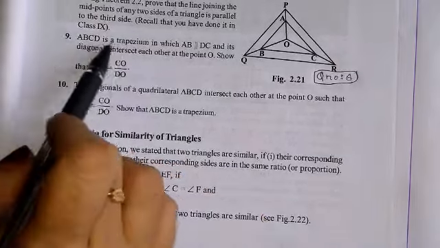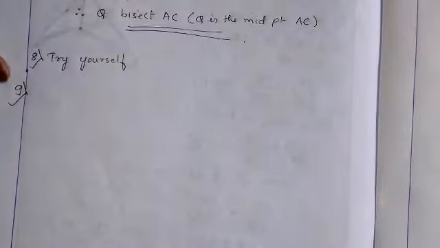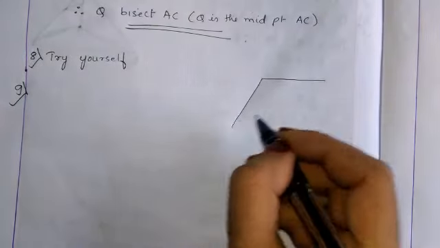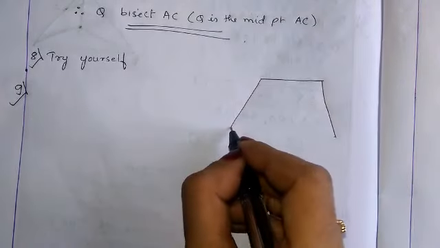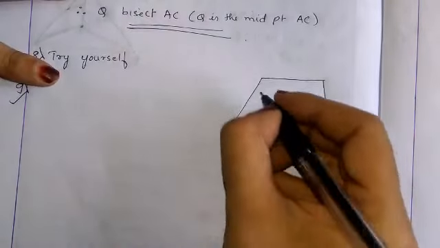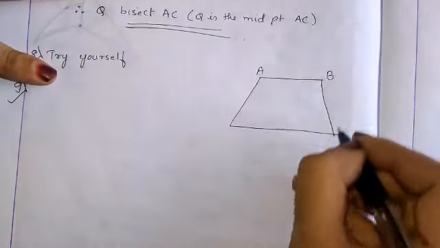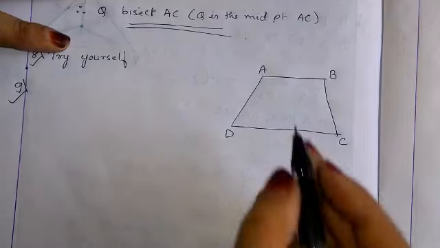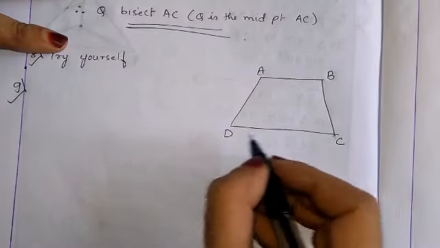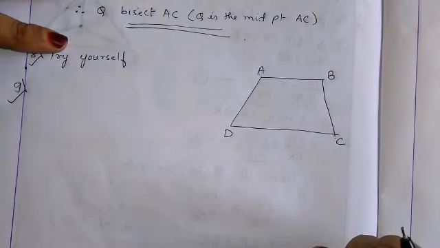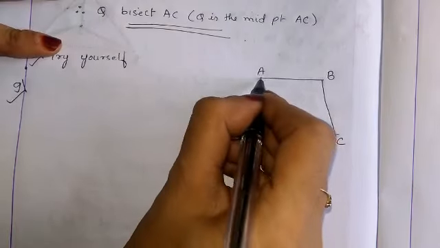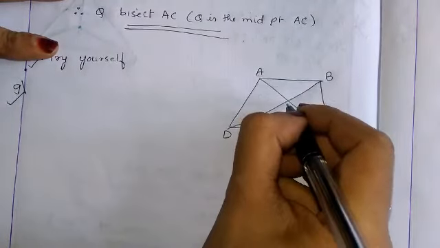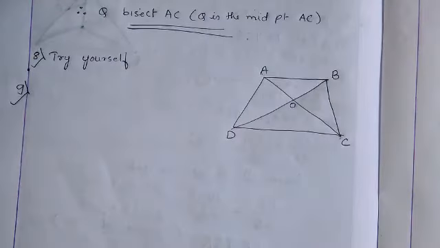See here they have told ABCD is a trapezium. Let me draw a trapezium, a rough figure, use pencil while drawing the figure. ABCD is a trapezium in which they have told AB parallel to CD, and the diagonals intersect at O. Okay, this is the figure they have told.